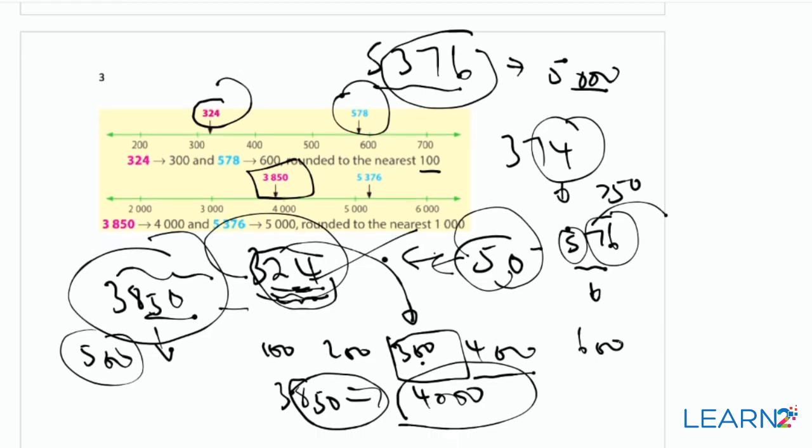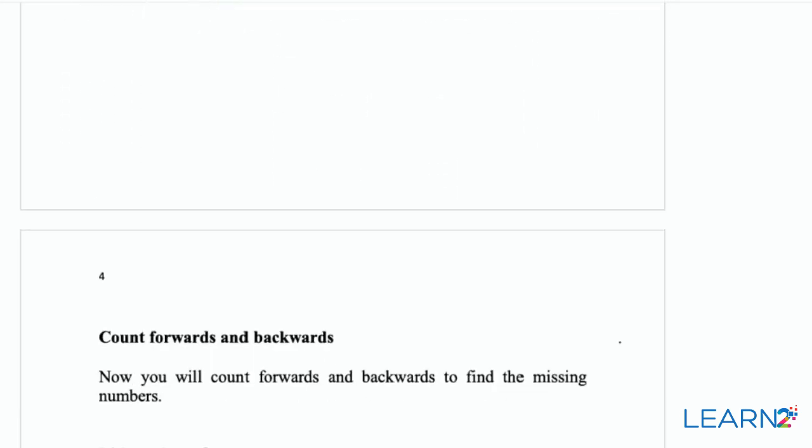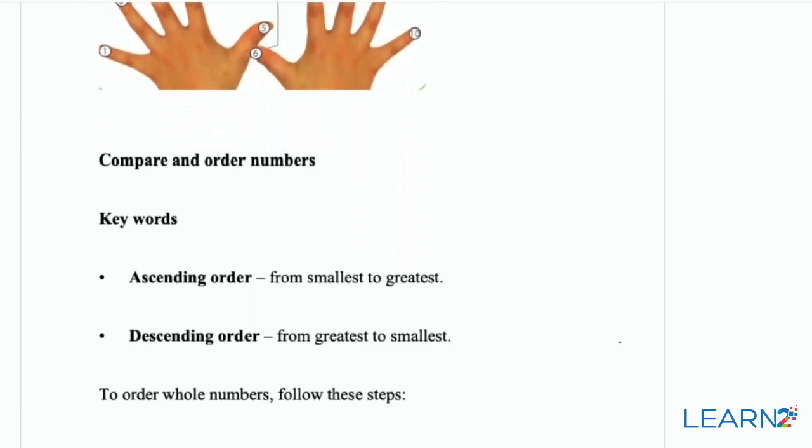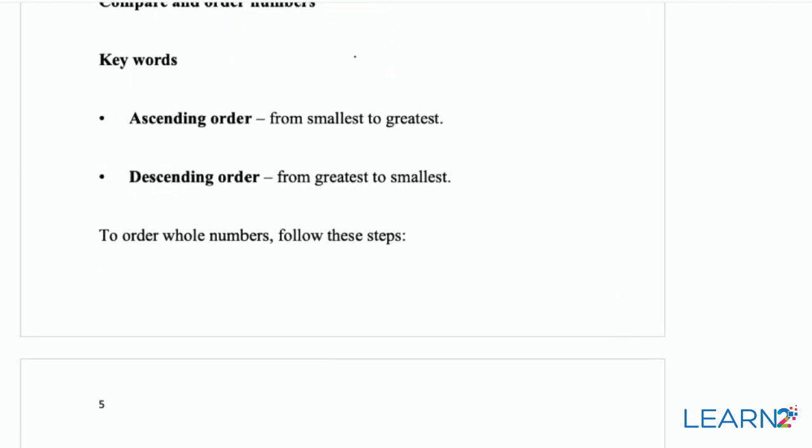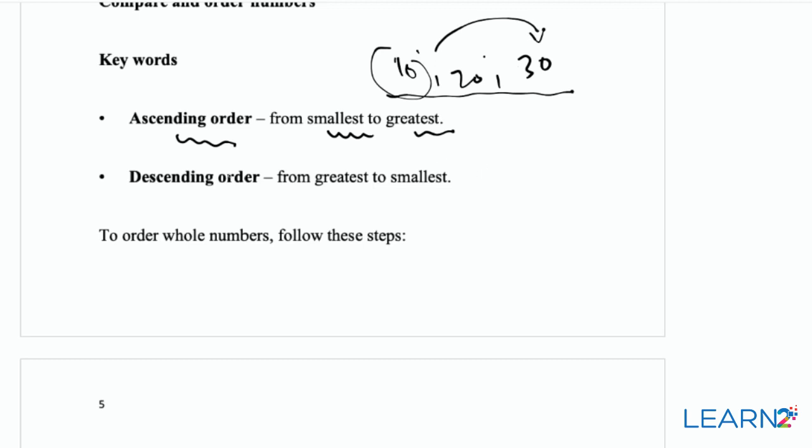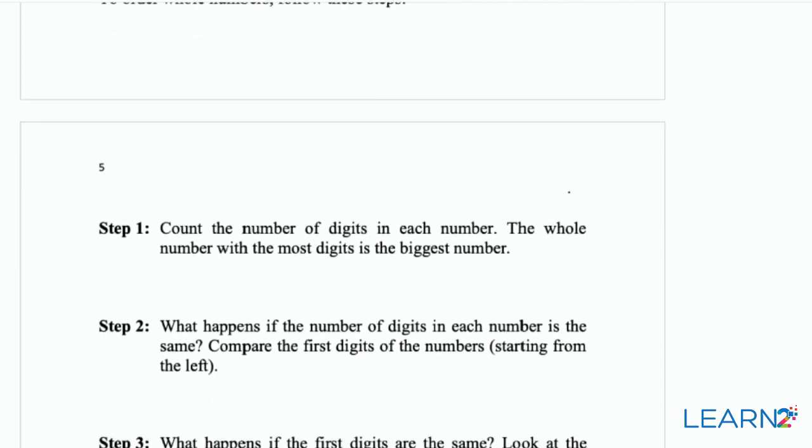Let's take a look at the next concept. The next concept is all about counting forwards and backwards. What do we mean by ascending order? Ascending is that numbers must go from the smallest to the greatest. So if you write 10, 20, 30, that's going in ascending order because you're starting at the smallest and going up. What about descending order? Descending means start at the biggest number and go down. So 30, 20, 10 would be arranging numbers in their descending order.